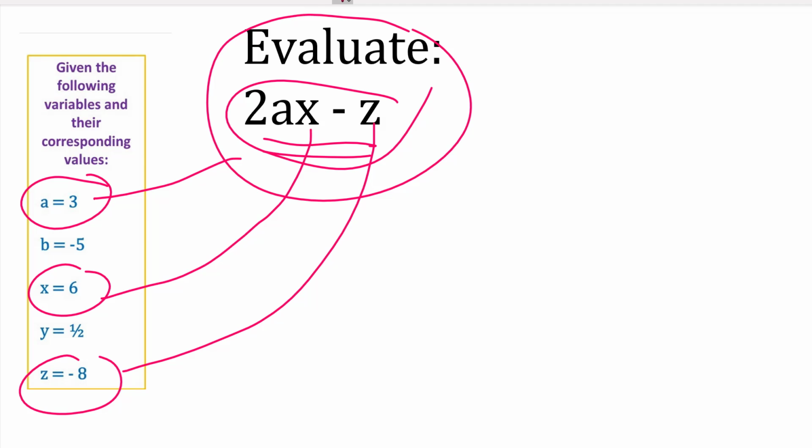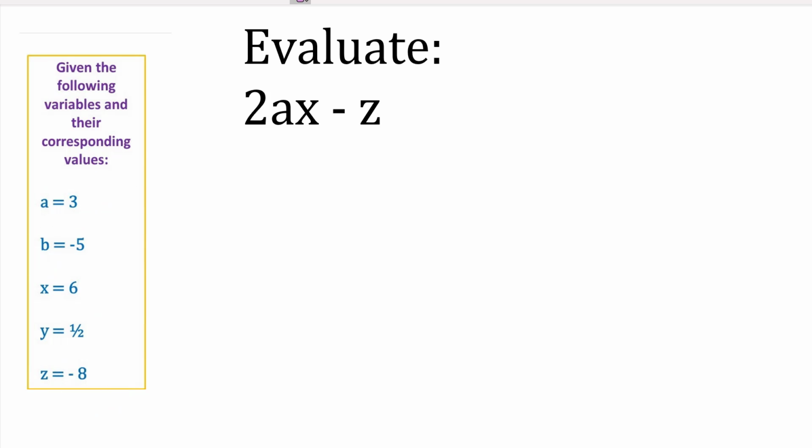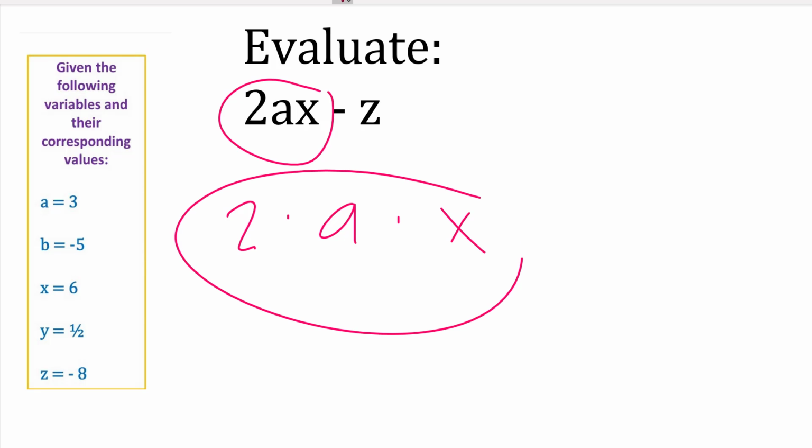Of course, you know that this here, 2ax, means 2 times a times x. So these three factors are supposed to be multiplied, the three of them. And then there's a subtraction operation: you subtract the value of the variable z.